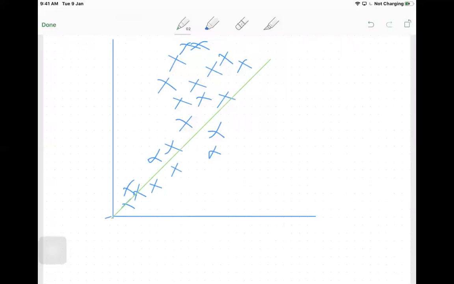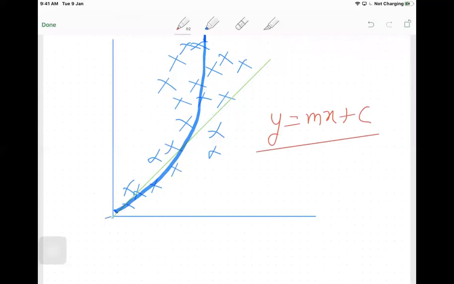What if I'm fitting a curve here instead of that? If I'm fitting a curve like this, that curve might give me a better error, better in the sense of minimum error. So please understand, it is not always necessary that my linear regression equation will be in the form of y equals mx plus c. This is just a line equation.